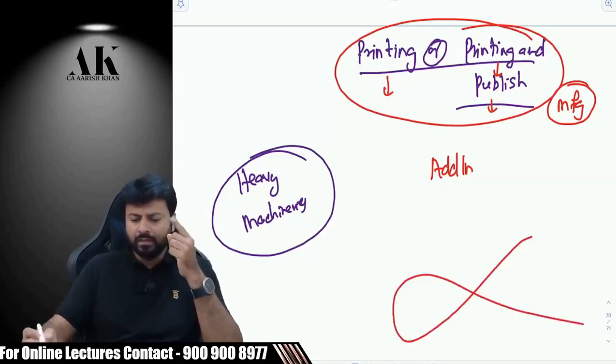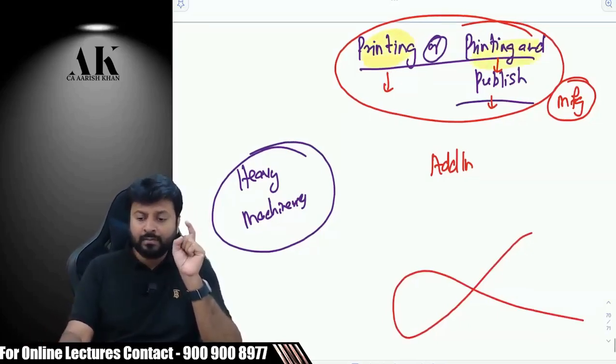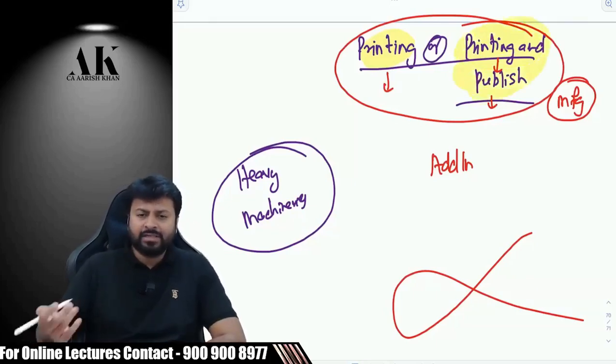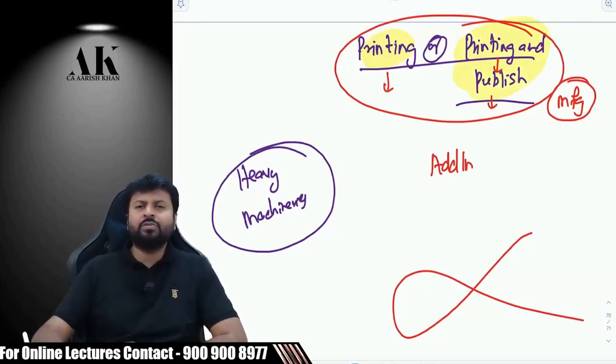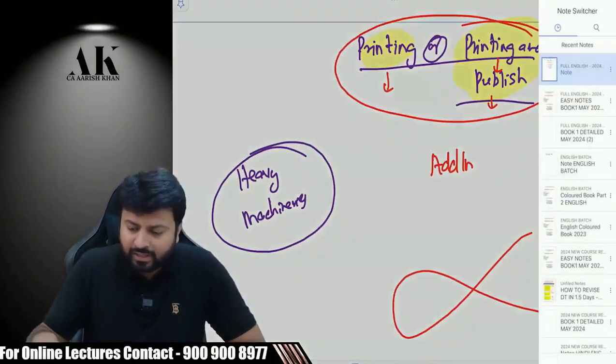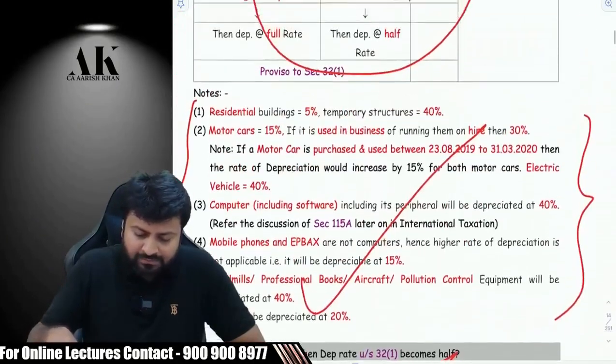Because the words used by the law are that you have to be engaged in either printing or printing and publishing both. If you are only engaged in publishing, it means you are not doing any manufacturing, you are only doing marketing. Yes or no? What do publishers do? They only sell the books on behalf of the author, right? They don't do any kind of manufacturing or factory work. So if you are only engaged in publishing, don't ask for additional depreciation.